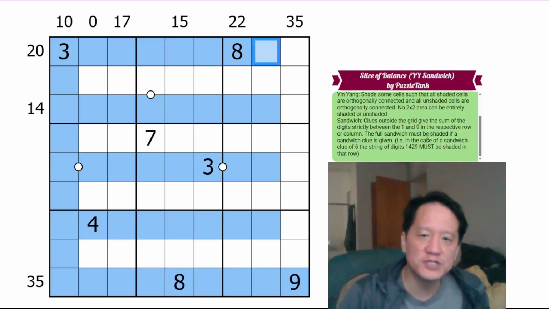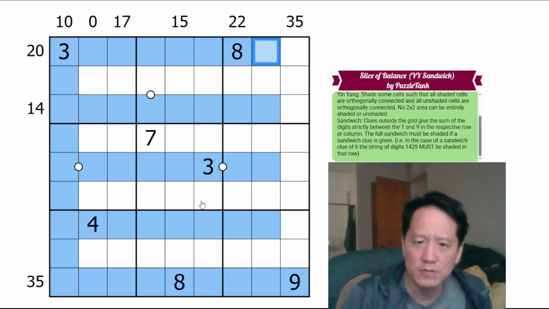We also have sandwich, where clues outside the grid give the sum of the digits strictly between the 1 and the 9 in the respective row or column. The full sandwich must be shaded if a sandwich clue is given.